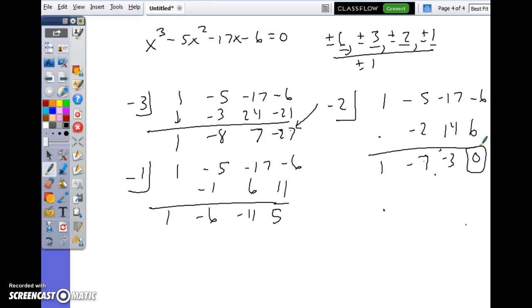Okay, so what have we done thus far? We've discovered that this is in fact a factor, right? Yeah. So if I'm factoring this down, which is our goal, this is now equal to what? X plus 2, remember we chose the opposite here, times what's left over? X squared minus 7x minus 3.